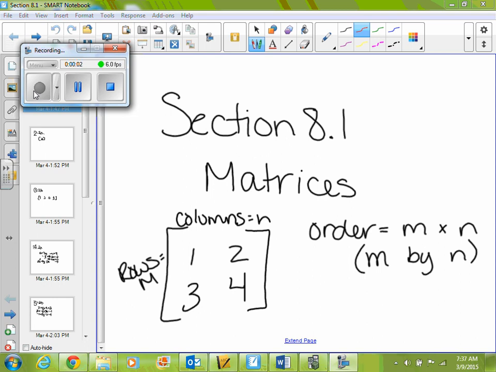Alright guys, today we're going to go over section 8.1, which is matrices, and then we're going to look at how to solve some matrices. Okay, so this is an example of a matrix here where we have 1, 2, 3, 4, and you always designate the order of a matrix as the rows by the columns. So m times n, which is actually pronounced m by n. So rows by columns.